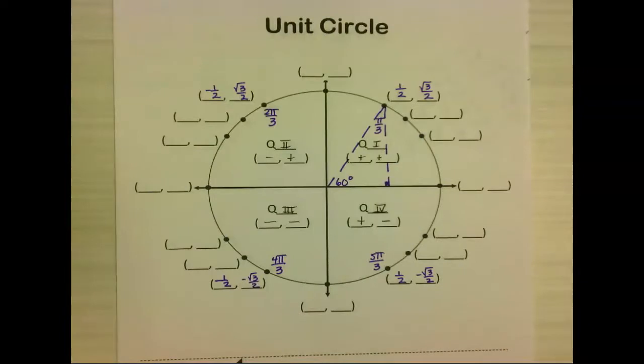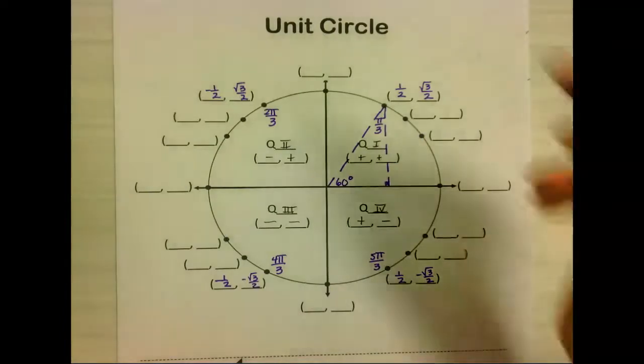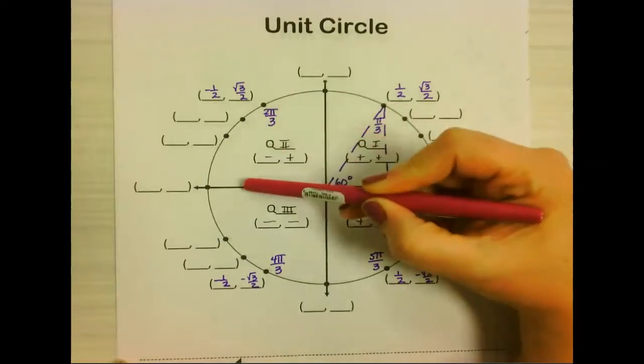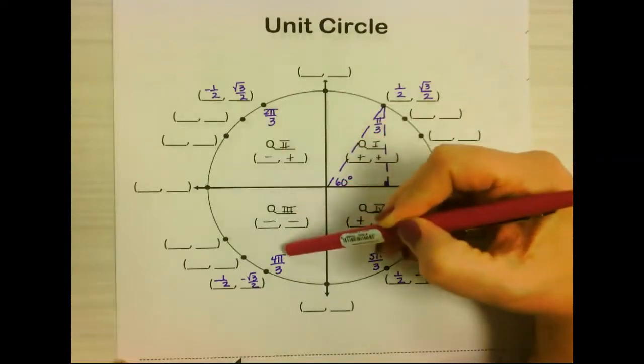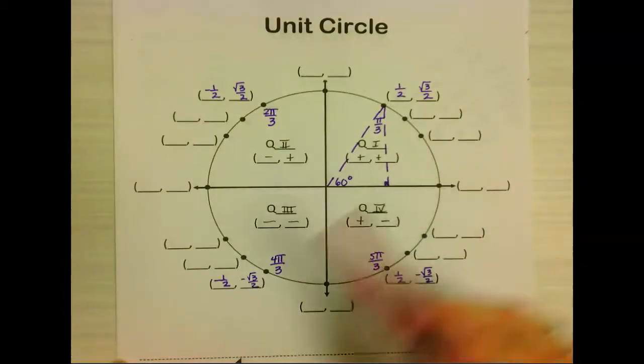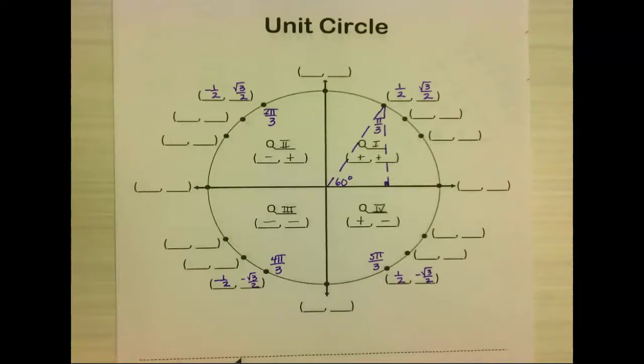Okay, so hopefully you have those coordinates in. Now let's count off the radians. So this is 1 pi over 3, 2 pi over 3, 3 pi over 3, 4 pi over 3, 5 pi over 3, 6 pi over 3. So we have our pi over 3s taken care of for each of those angles.